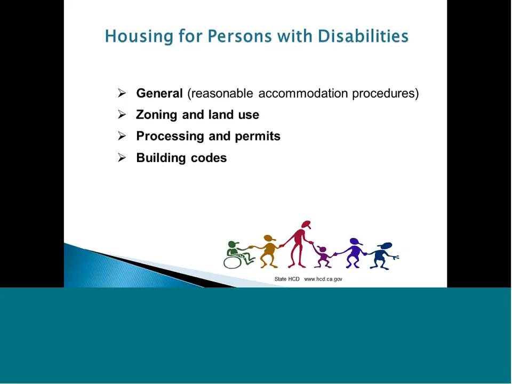For permits and processing, how does the process work, and how are retrofit requests for accessibility processed? Do you allow residential care for 6 or fewer by right? Are there any particular conditions for on-site services? And finally, for building codes, what building code is used? Are there any universal design requirements or incentives?